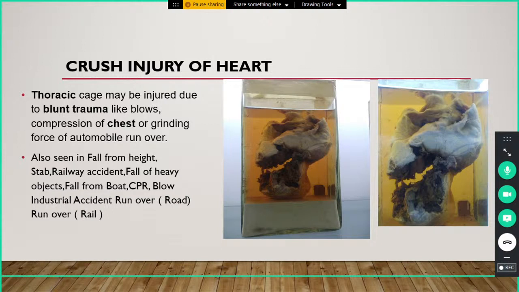This is a specimen of heart showing crush injury. It can be caused by a grinding force or compression of chest caused by either fall from height, railway track accident, CPR, blow from an industrial factory, or any accidental run over.